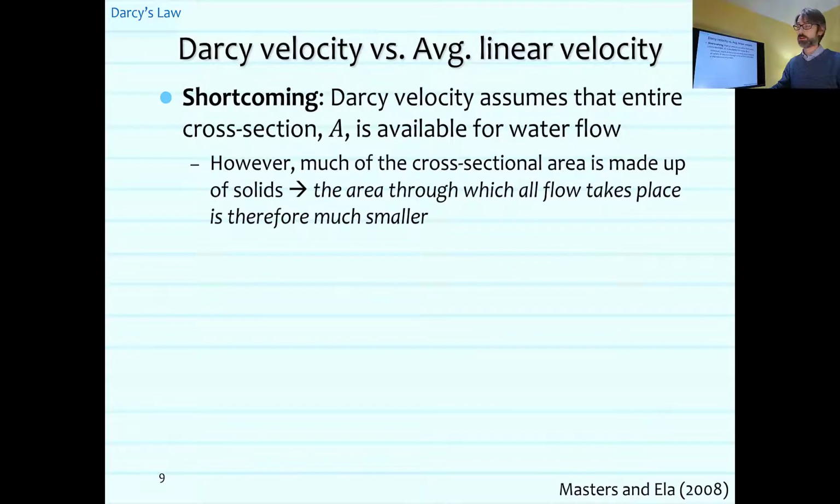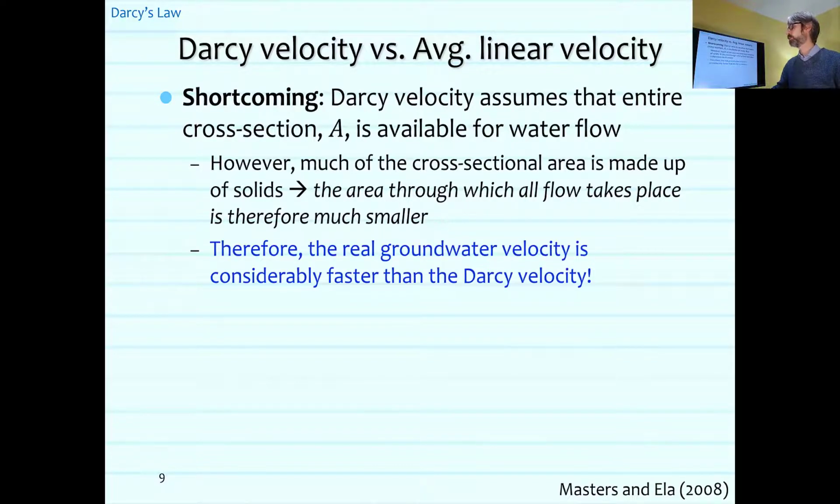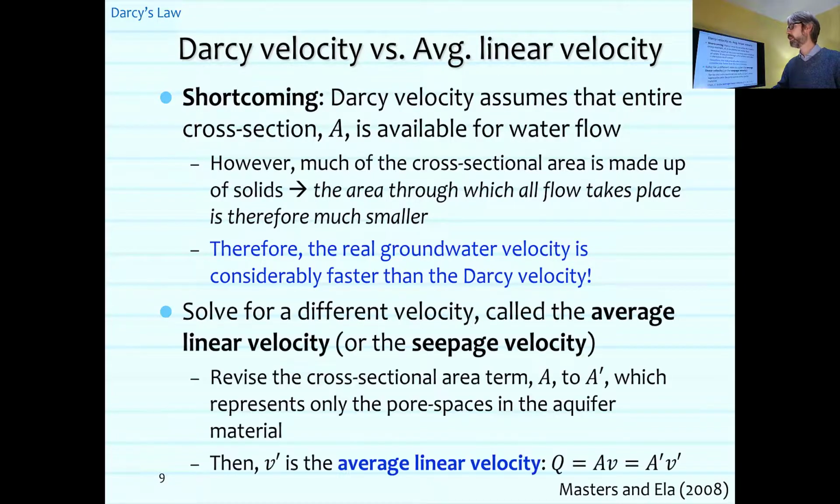Now, in terms of the Darcy velocity versus the average linear velocity, there is a shortcoming of the Darcy velocity, as I mentioned a few slides ago. The Darcy velocity assumes that the entire cross-section A is available for water flow. However, much of the cross-sectional area is made up of solids, so the area through which all the flow takes place is much smaller. Therefore, the real groundwater velocity is considerably faster than the Darcy velocity, and so we solve for a different velocity as we did on a previous slide. That's called the average linear velocity, or sometimes the seepage velocity.